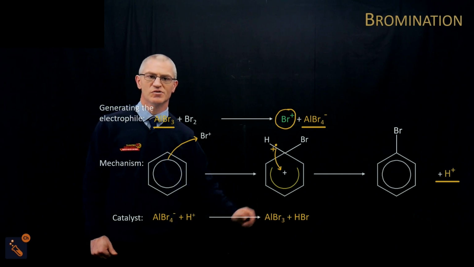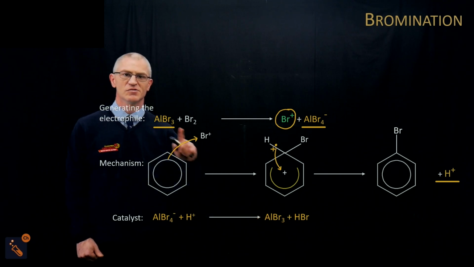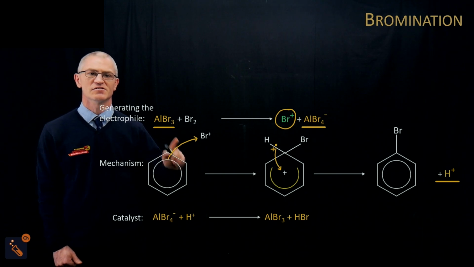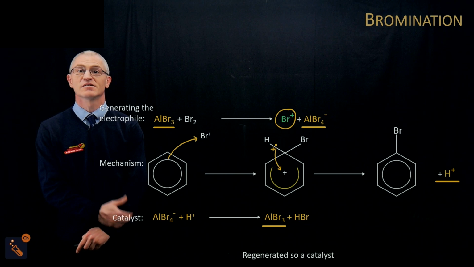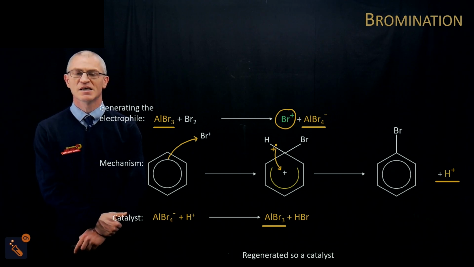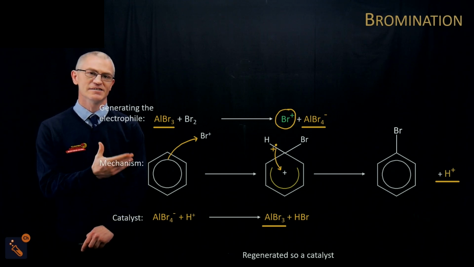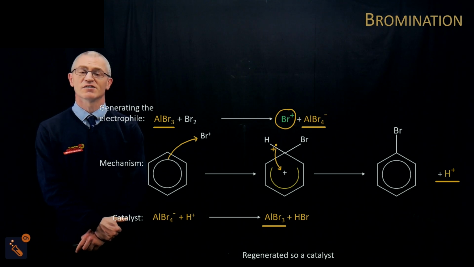And this is our final product here, and here's our catalyst. So we know we've got AlBr3 at the start, and we've got AlBr3 at the end, so it's regenerated, so a catalyst. Now you'll see this repeated again in the next one, which is alkylation.